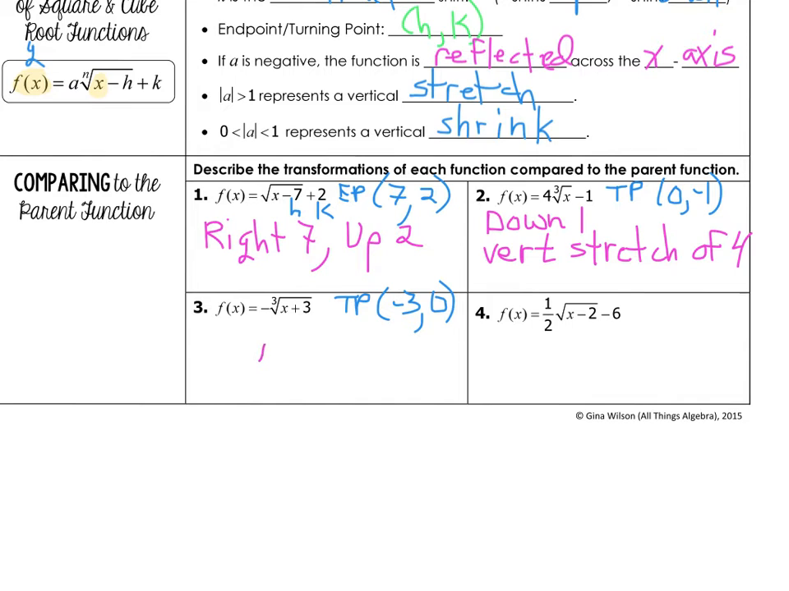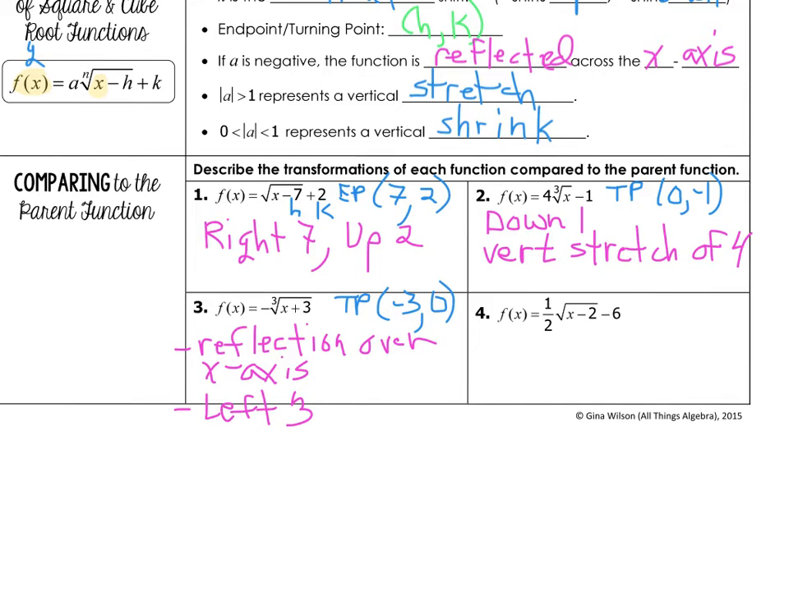Then outside the function is a negative. So that means that we have a reflection, and you have to say what it's reflecting over. So it's a reflection over the x-axis. Okay, and then the final thing on this one is we have a +3 on the inside. So inside is right, left, and it's the opposite of what we see. So the opposite of a +3 would be going left 3.